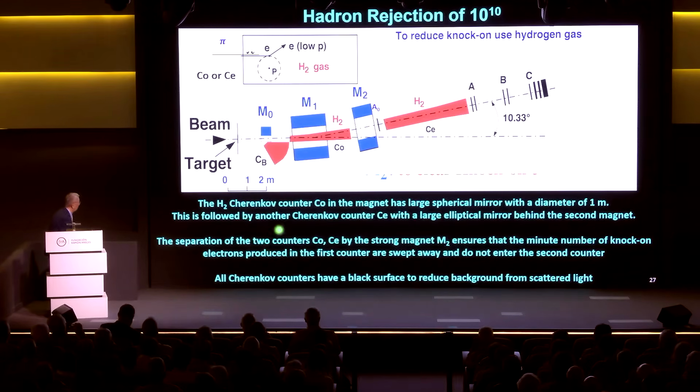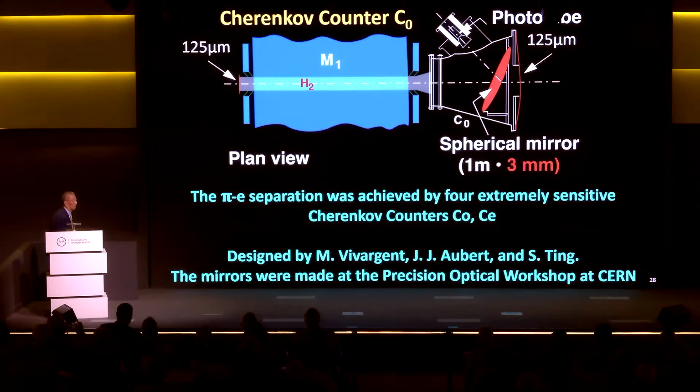The Cherenkov counter has a large spherical mirror with a diameter of 1 meter, and this is followed by another Cherenkov counter. The separation of the 2 counters by a strong magnet ensures the knock-on electrons produced in the first counter are swept away. All Cherenkov counters are painted black, so the background doesn't produce additional light. These counters are extremely important, the most important element.